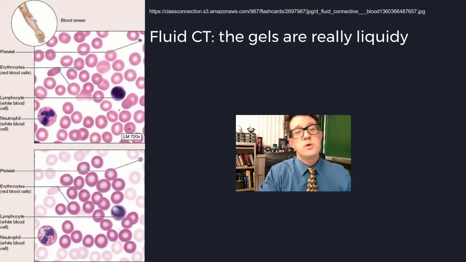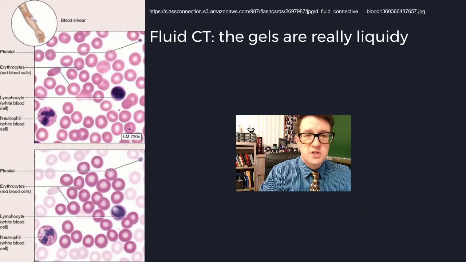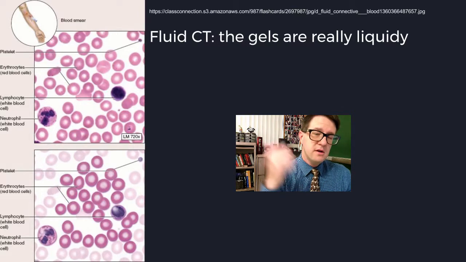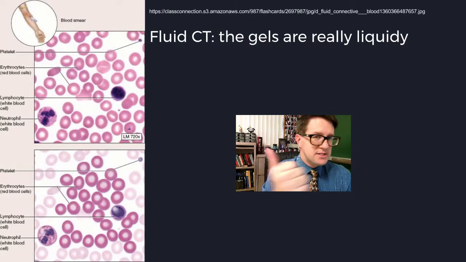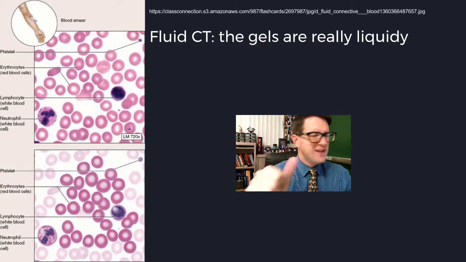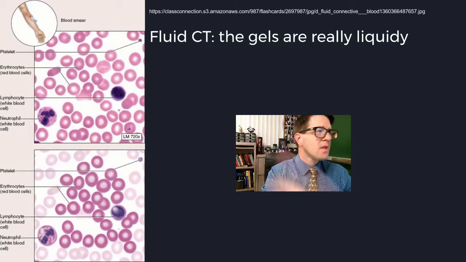And then you have the fluid ones. The fluid connective tissues come in 2 varieties. You have blood and you have lymph. Lymph is really hard to see, so we don't really look at that, and its composition changes quite a bit. So the one that we primarily look at will be blood. So you'll get to look at some blood slides.